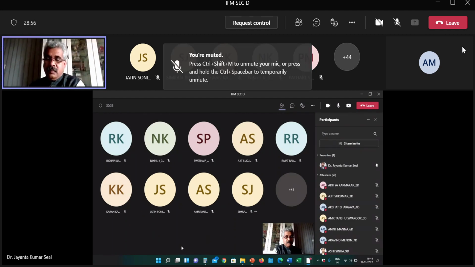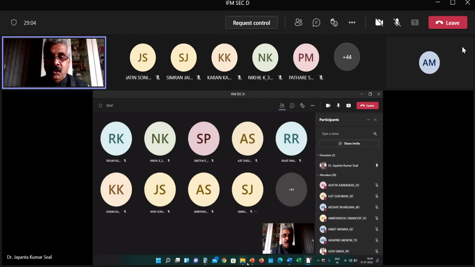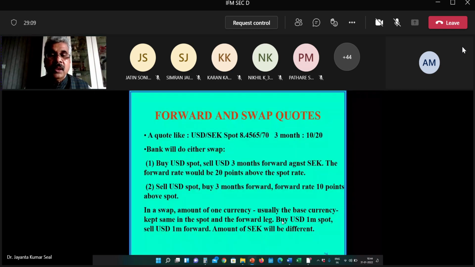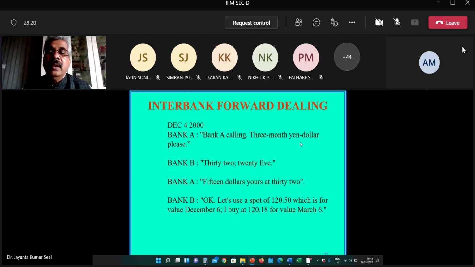So last time, if you remember correctly, we had done how a spot transaction takes place over the phone. Similarly, today I'll show you how a forward transaction takes place over phone. December 4, 2000, Bank A says, Bank A calling, 3-month yen dollar, please. So 3-month yen dollar means yen is the base currency, dollar is the quoted currency. Bank B, 32.25.